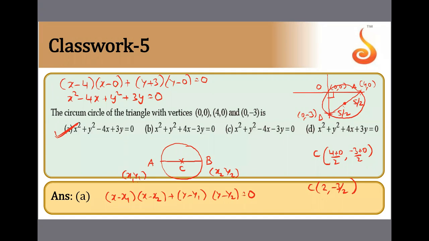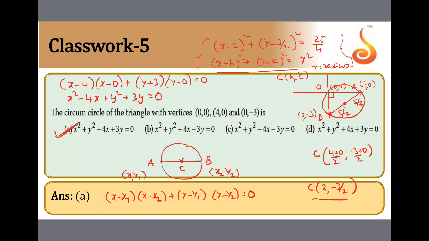First method, you know the center, you know the radius. You can write this one as x minus 2 whole square, y plus 3 by 2 whole square is equal to r square. R square is 25 by 4. What is circle equation? x minus h whole square, y minus k whole square is equal to r square, where h comma k is the center, r is the radius. I thought you all know, that's why I did not tell this one. Okay, this is the first method. This is the second method. Done. Next one.